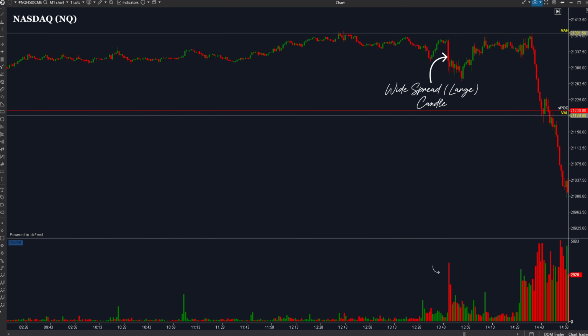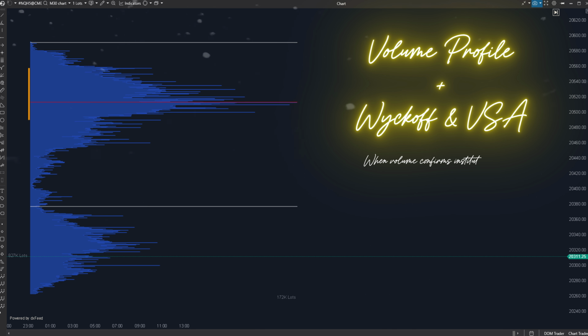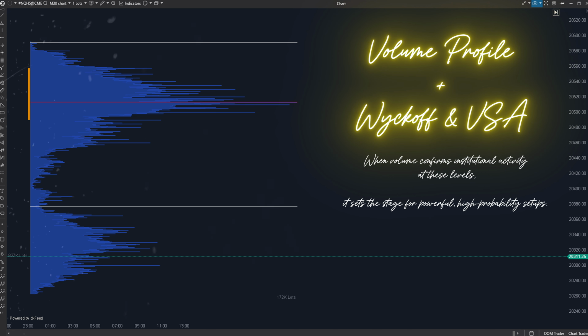However, when price reaches these areas, it's equally important to monitor volume dynamics to confirm smart money's interest. This is where volume profile and VSA work together. When volume confirms institutional activity at these levels, it sets the stage for powerful, high probability setups. And that brings us to our next key metric: climactic action.